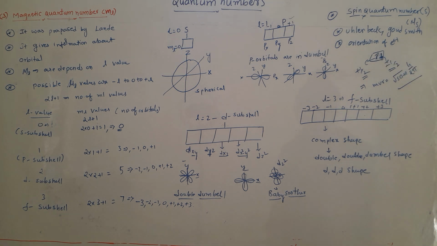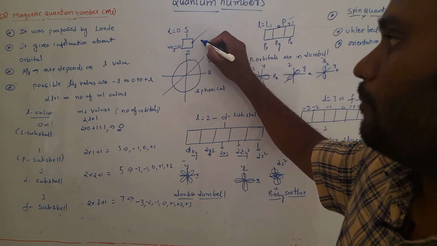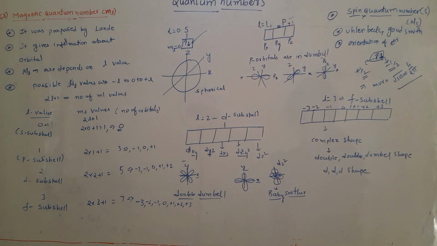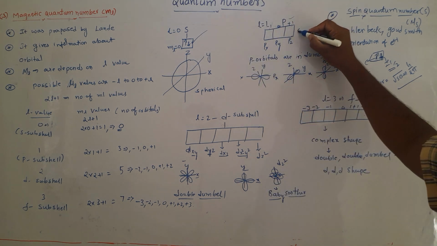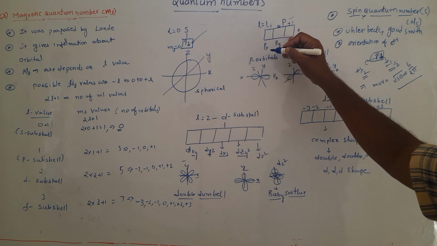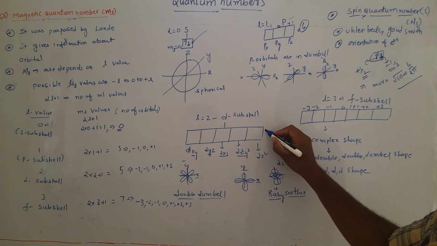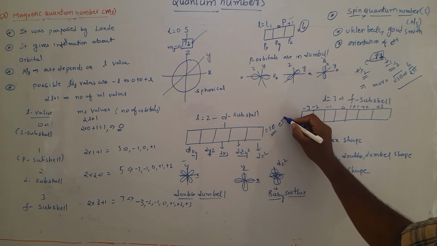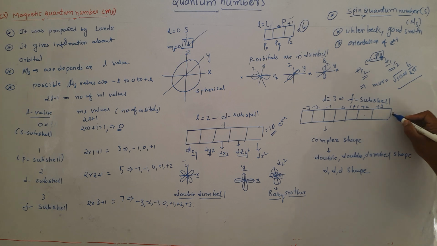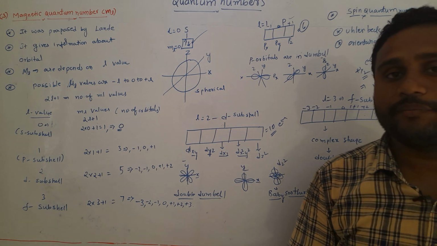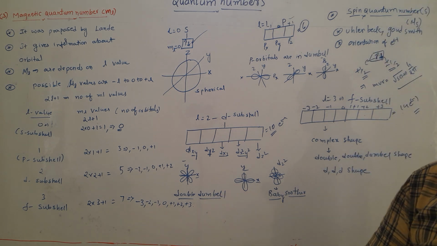According to this, the s subshell has only one orbital. Maximally it can accommodate only two electrons, one upward and another downward. The p subshell has three orbitals, so it can maximally accommodate 6 electrons. The d subshell has 5 orbitals, so it can accommodate 10 electrons. The f subshell has 7 orbitals, 7 twos are 14, so it can maximally accommodate 14 electrons. So this is enough information about the quantum numbers.